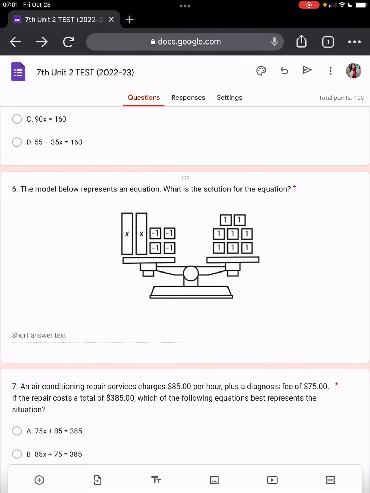Six. The model represents an equation. What is the solution for the equation? On the left side, you have 2 blocks of x and 4 blocks of -1. On the other side, on the right, you have 8 boxes of 1.